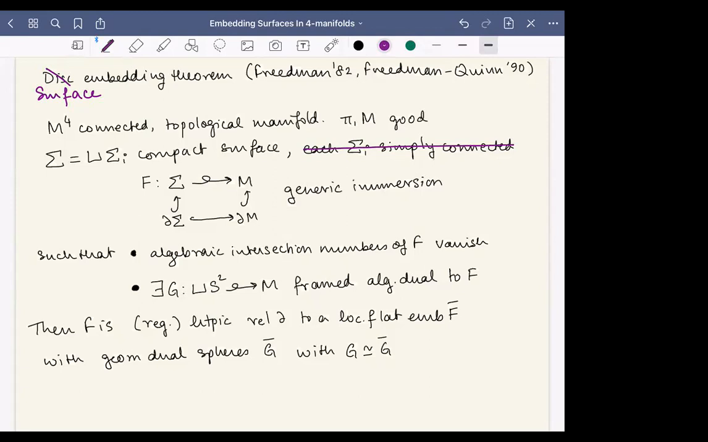Generic immersion condition was not so bad. And I can get rid of this thing. I no longer need a framed algebraically dual sphere, where framed means that the normal bundle has trivial Euler number. I don't need that. And then I still get this condition that I'm regularly homotopic to a locally flat embedding, but I have a new invariant that pops up. That invariant is called the Kervaire-Milnor invariant.